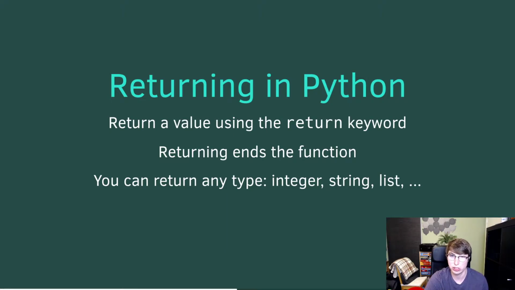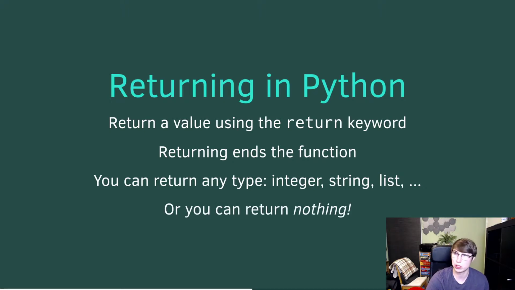Talking about what values you can return from your Python function, it can be any type, like an integer, string, list, boolean, any kind of type you can think of. And you can even return nothing. Sometimes the function doesn't need to return anything, but you still need to use the return keyword to return from the function early, so end maybe in the middle.